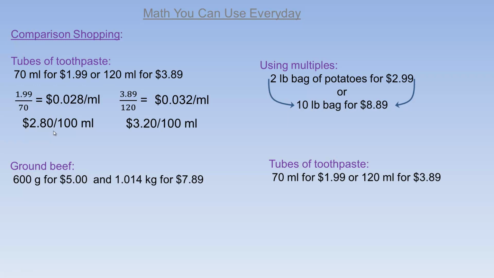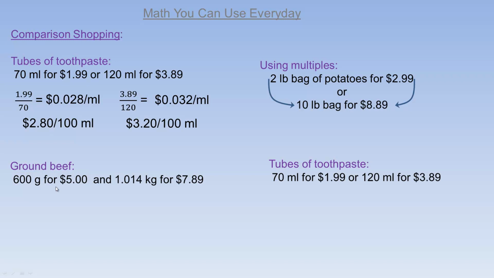100 is often chosen because it's a nice round figure that somebody can get their head around more readily. See, a milliliter is something very small, like that. This tube actually isn't that big really, and it's got 120 milliliters in it. So the cost per 100 is something that's often done.